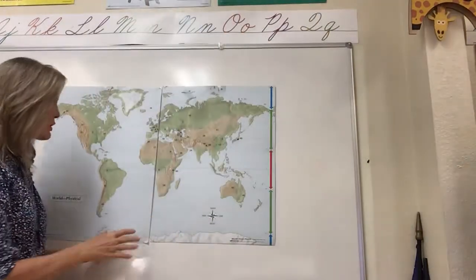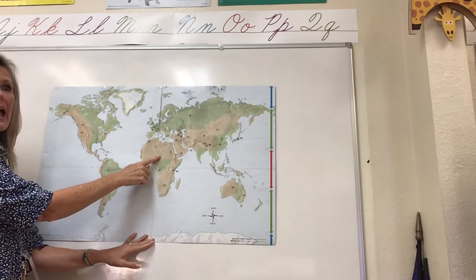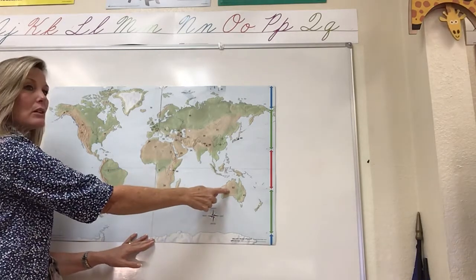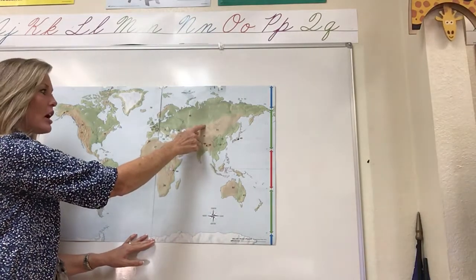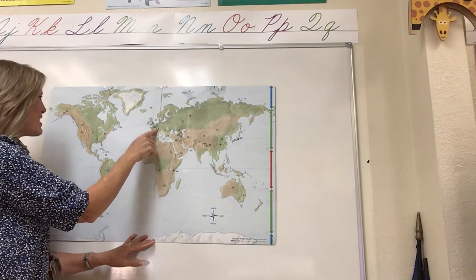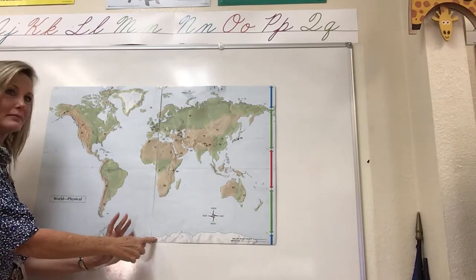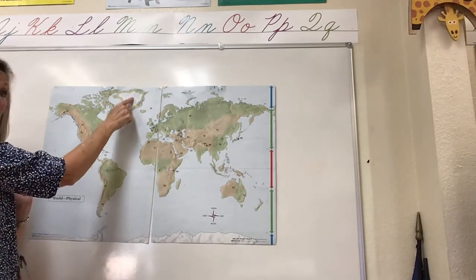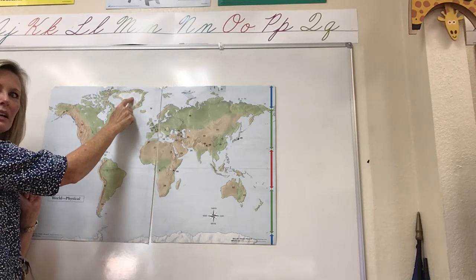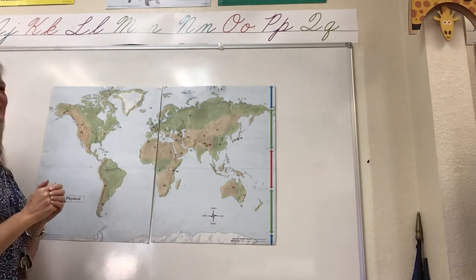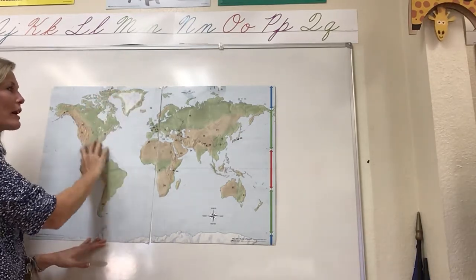Let's look at the continents, because you have to know the continents as well. What is this one? Africa. What's this one? Australia. Asia. Europe. North America. South America. Antarctica. Greenland. It's not a continent, is it? It's not. Greenland is an island that's considered part of North America.